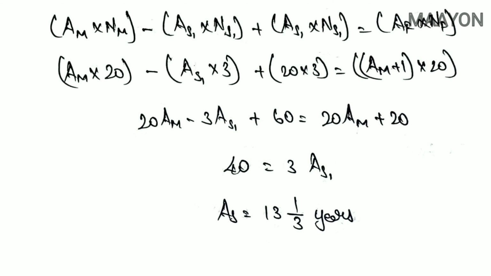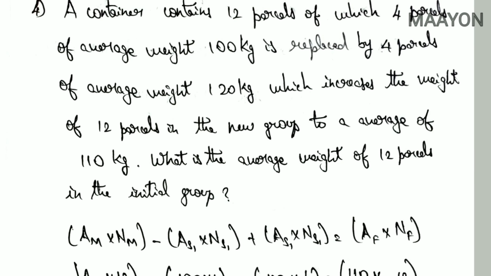Moving on to the next sum. A container contains 12 parcels, of which 4 parcels of average weight 100 kg are replaced by 4 parcels of average weight 120 kg, which increases the average weight of the 12 parcels in the new group to 110 kg. What is the average weight of the 12 parcels in the initial group?